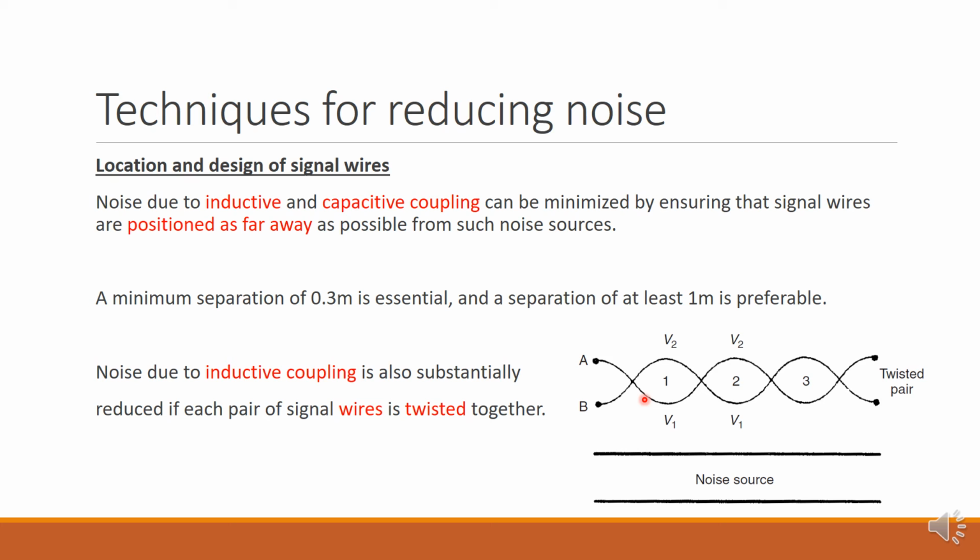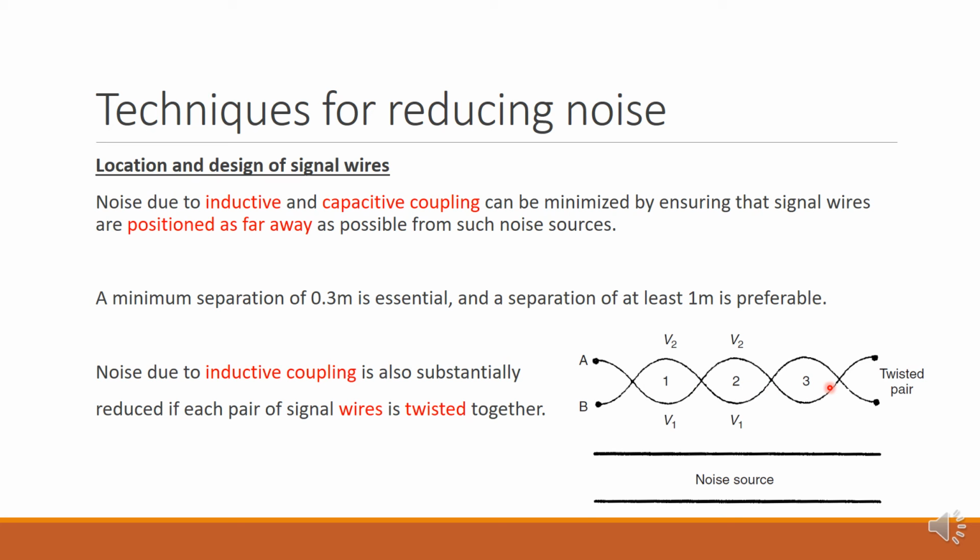A suggestion: a minimum separation of 0.3 meter is essential, and at least 1 meter is preferable. Noise due to inductive coupling is also substantially reduced if each pair of signal wires is twisted. If we have no choice but to place them near, another option is to twist them together along their length. This design is known as a twisted pair, as shown in this figure.